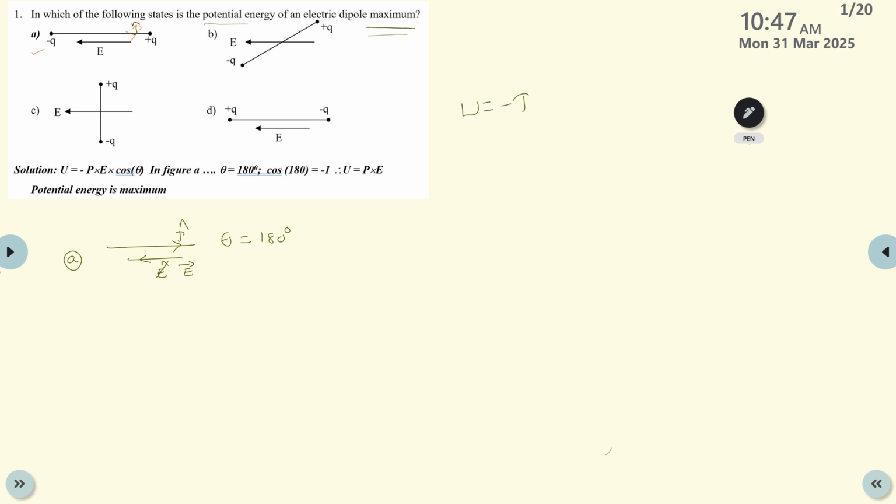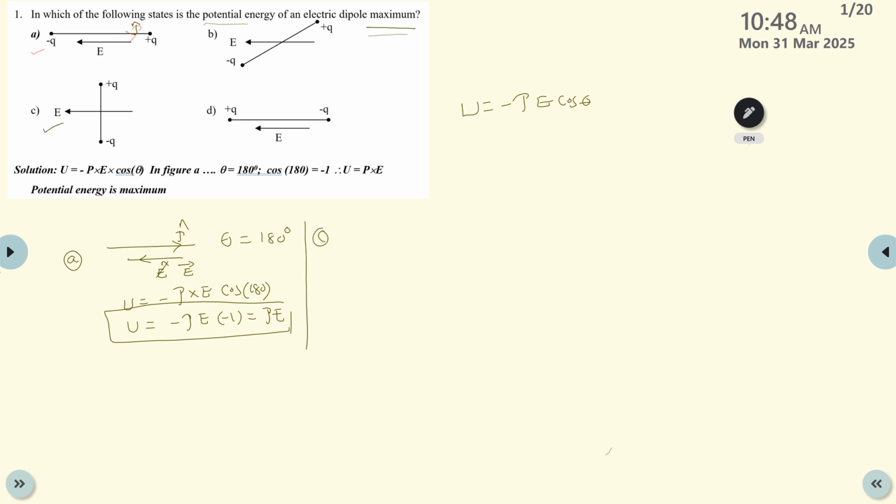You know the formula for the potential energy: U equal to minus PE cos theta. Now I'll substitute. U equal to minus P into E into cos 180. What is cos 180? Minus 1. Minus P into E into minus 1 equal to PE. This is the potential energy for diagram A. For B, leave it because some angle is there. Always you should check the extreme angles.